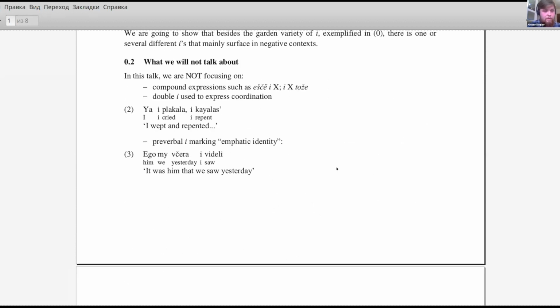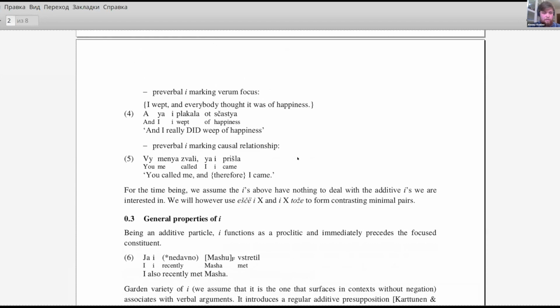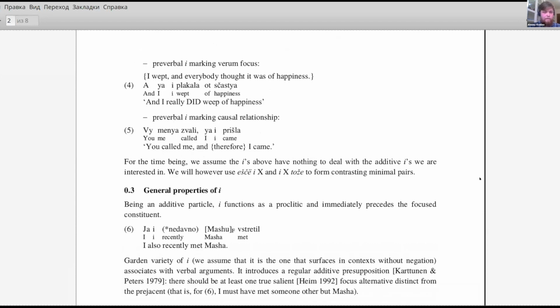For example, compound expressions such as еще И or И X тоже, we take to be totally distinct additive focus sensitive items. Preverbal E marking emphatic identity, and double E used to express coordination, and some other things, we take all of them to be unrelated to the additive focus particle E, at least so far.